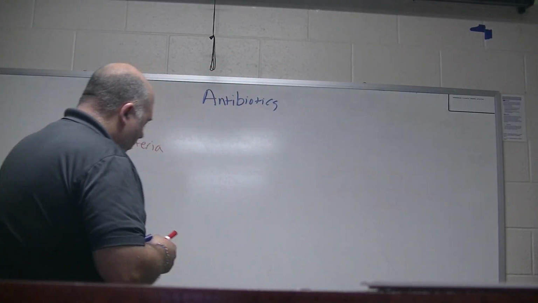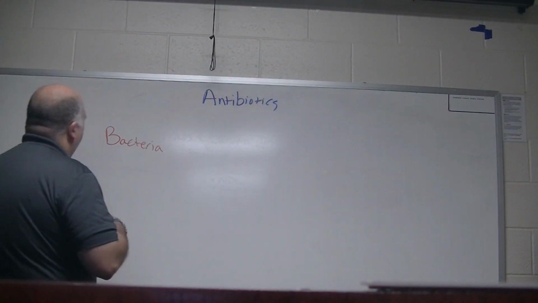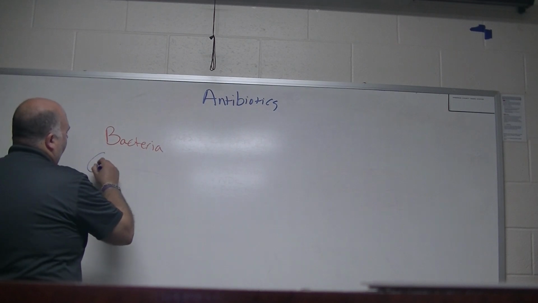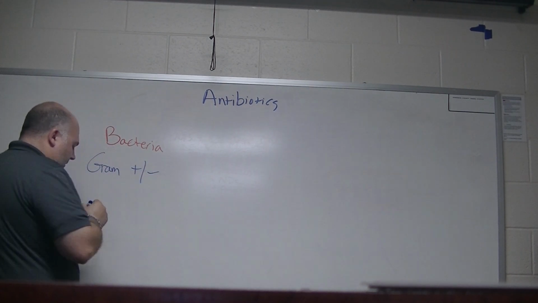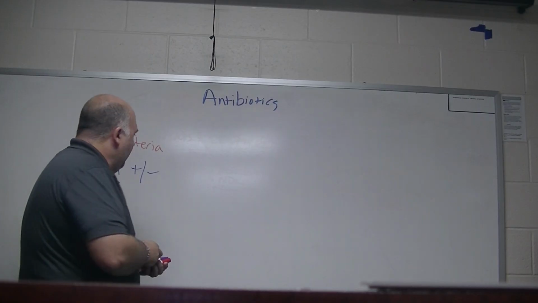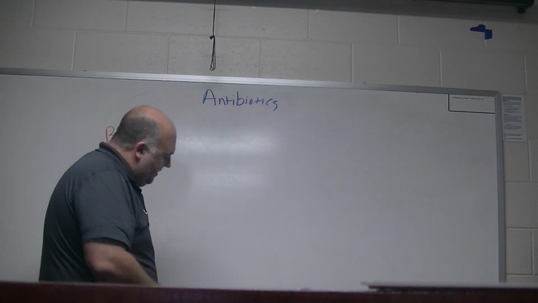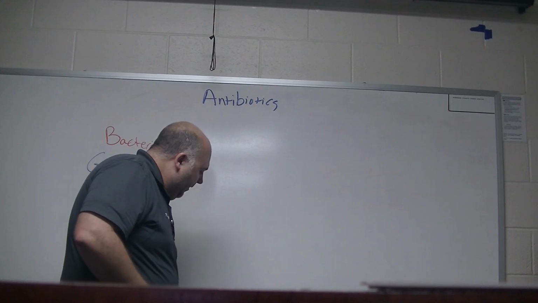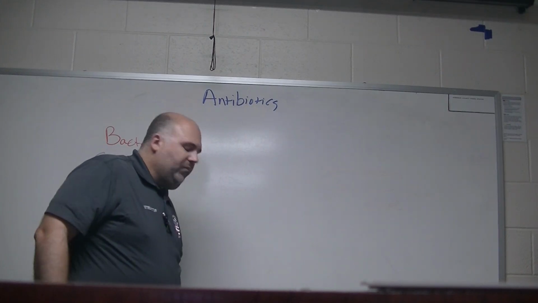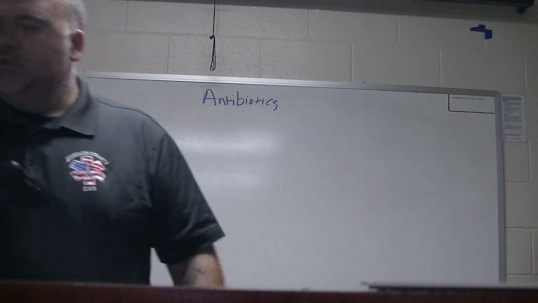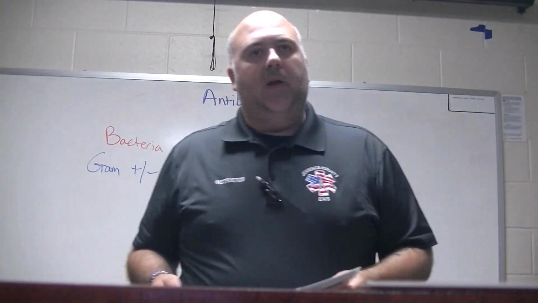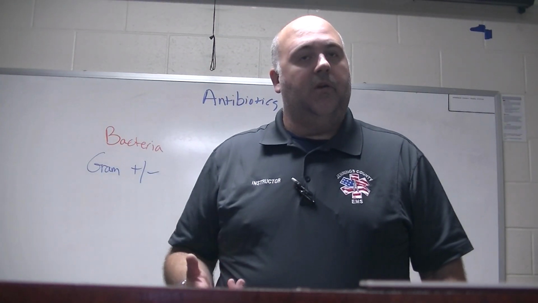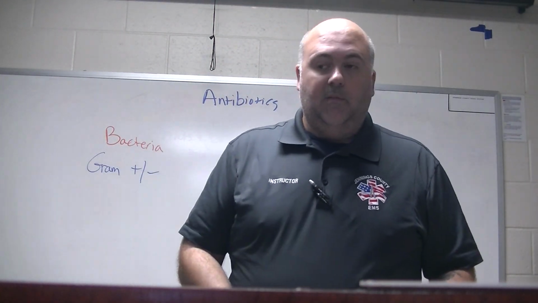So what we're going to talk about today is gram-positive and gram-negative bacteria. And what that means is that when they stain these bacteria in the lab, their cell wall either stains or doesn't stain. And they use that information to determine what antibiotic they're going to use to treat these.